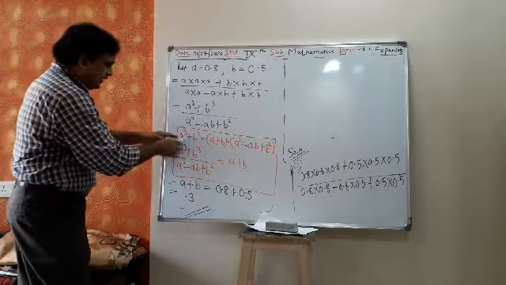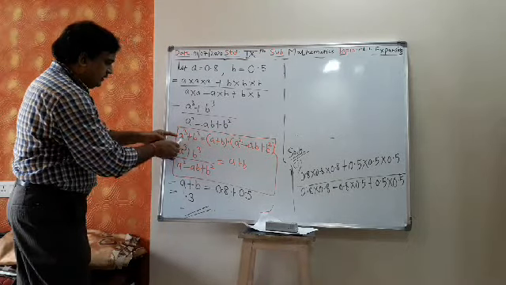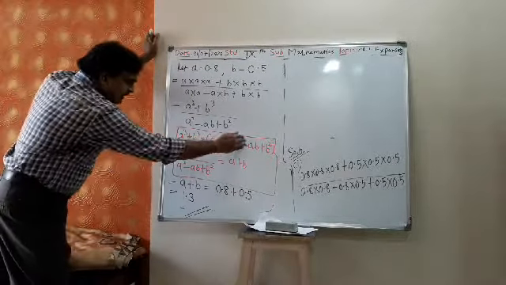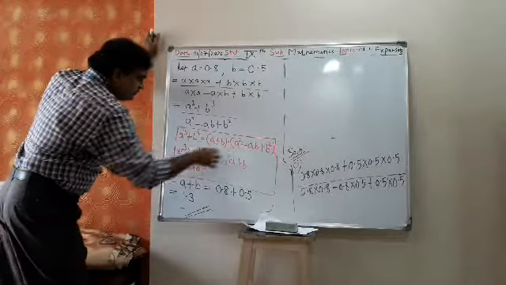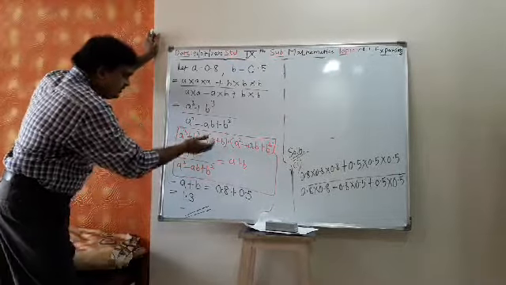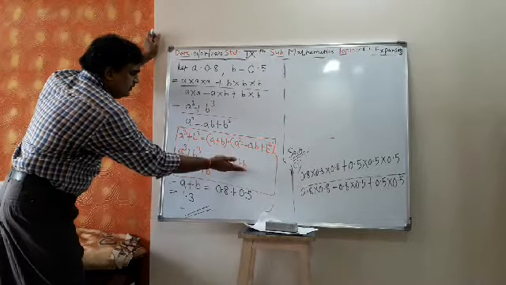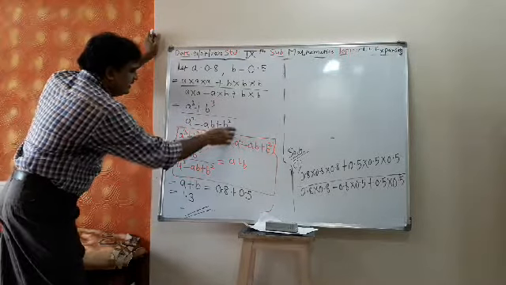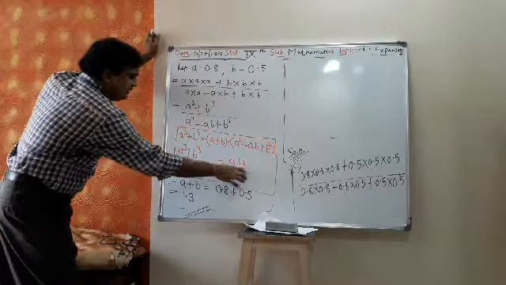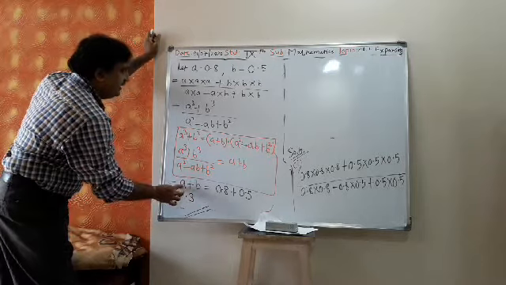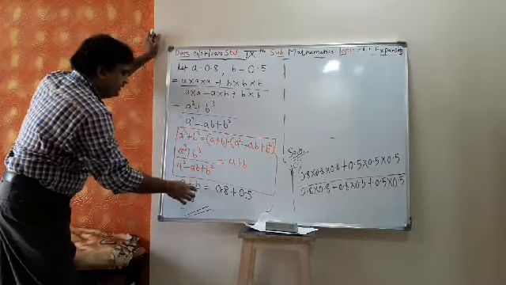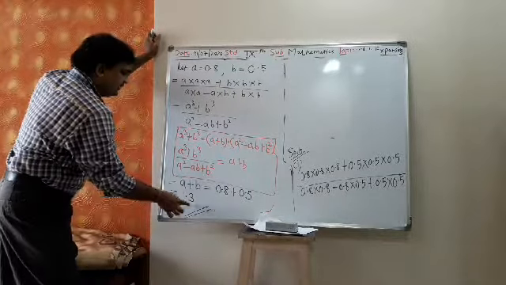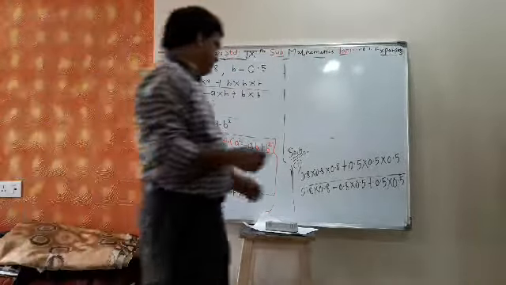So A cube plus B cube, divide by this, A square minus AB plus B square. When you divide this, what is left there? A plus B is left, no? So what is this value? This value is nothing but my A plus B. But what is A? A is 0.8, B is 0.5. So 0.8 plus 0.5 is 1.3. Clear?